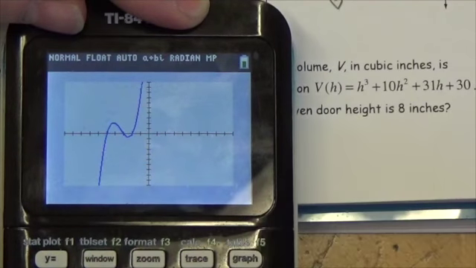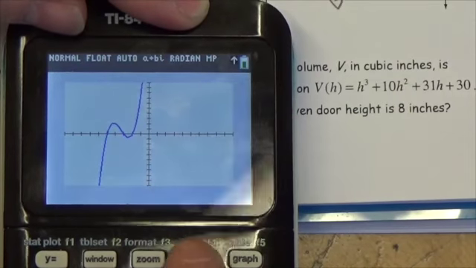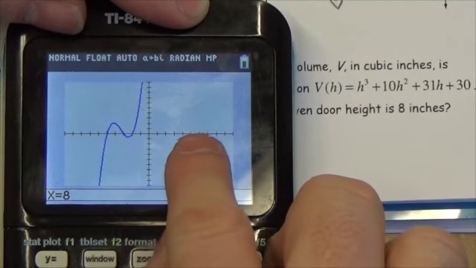Now, notice that I want to put in here where x is equal to 8. So I'm going to go to my trace menu. I want to figure out what's going on here when x is equal to 8. Okay, now notice that over here, this is where x is equal to 8.